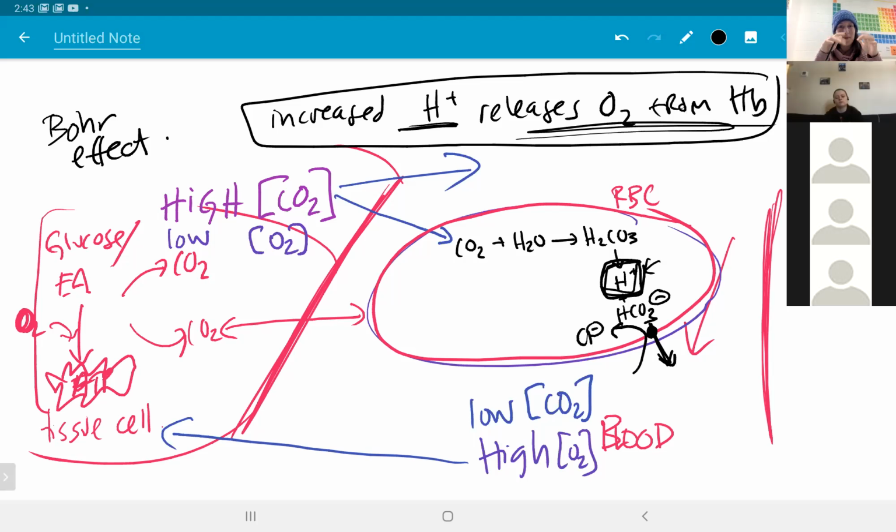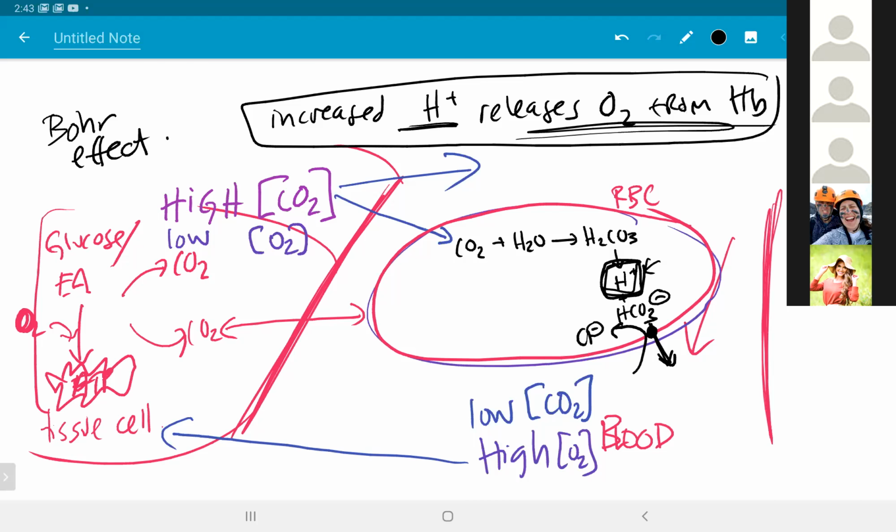Is that a thumbs up or is that a repeat? If you want a repeat, you can type that in the text box. Okay, I got a couple repeats.